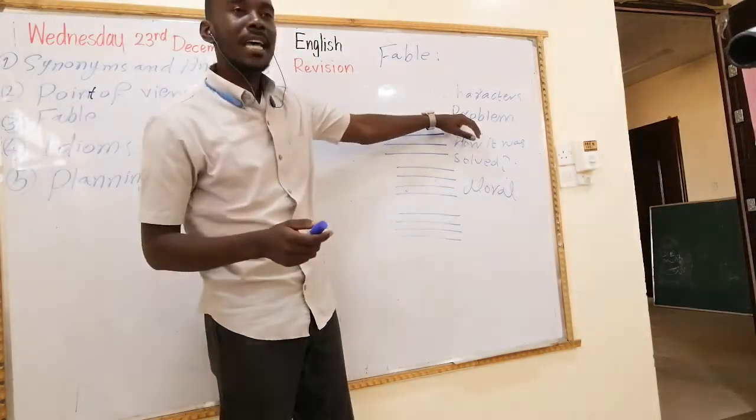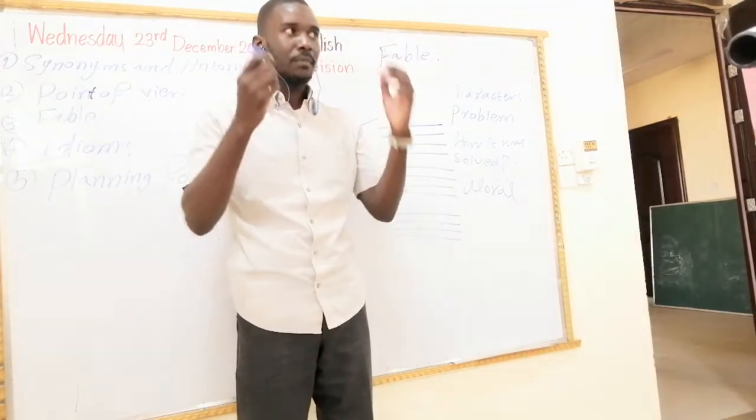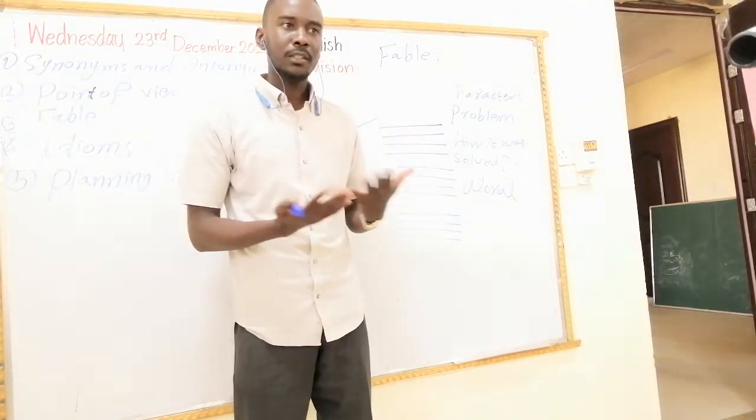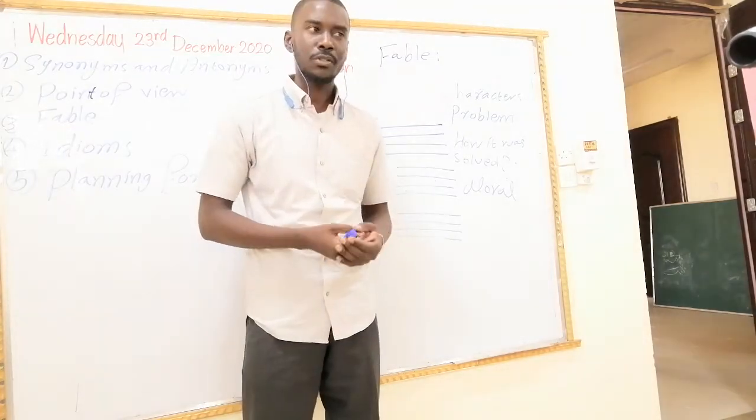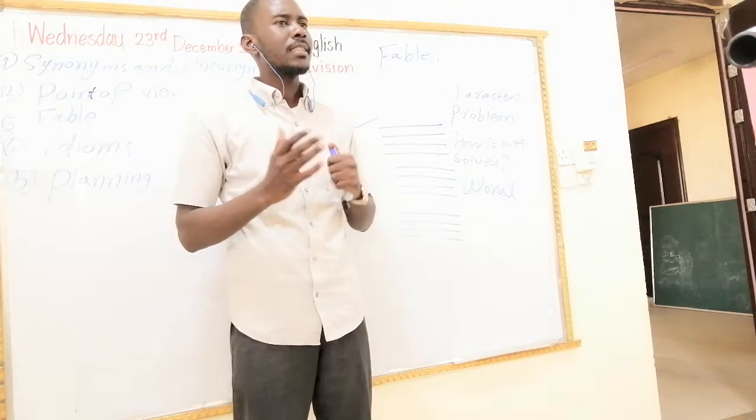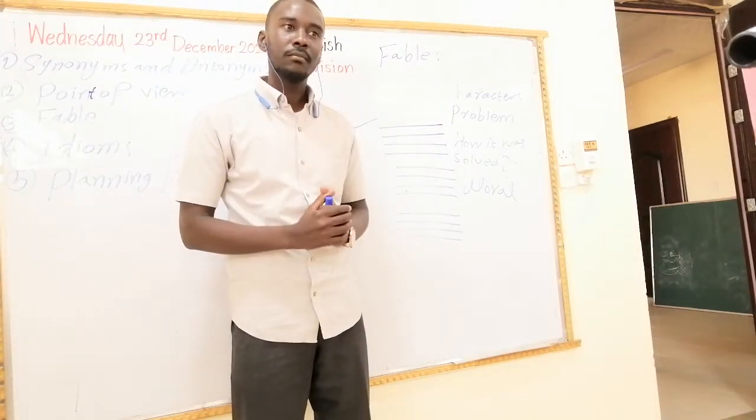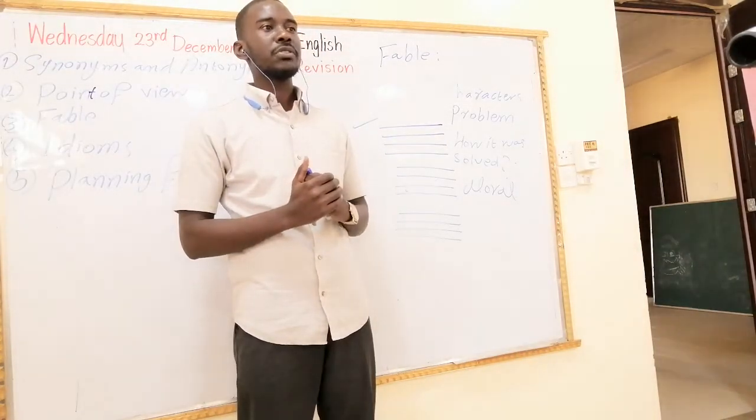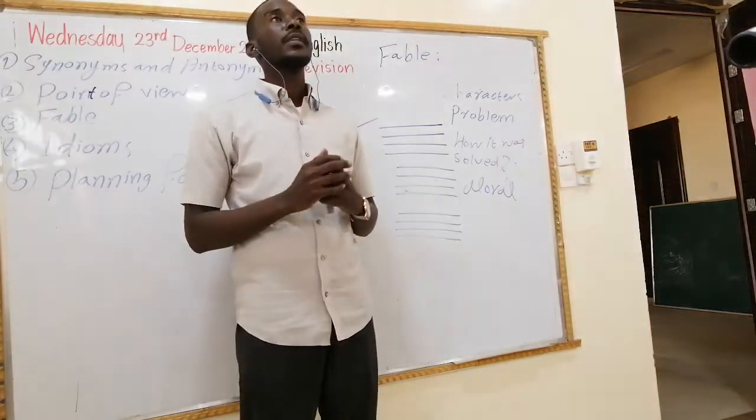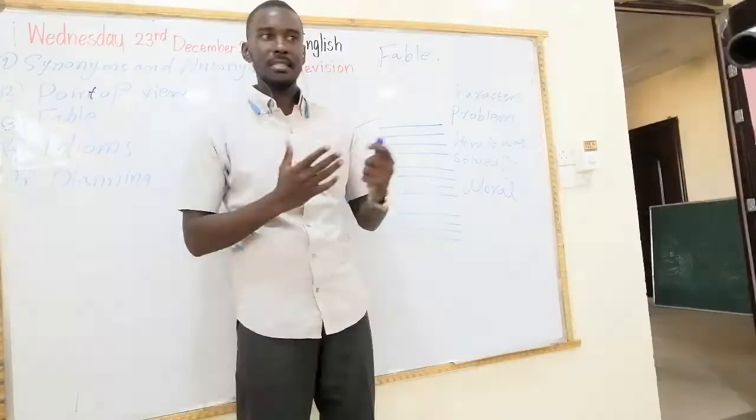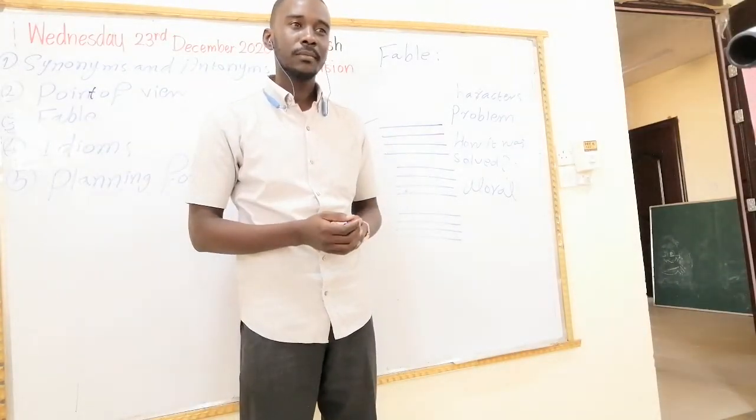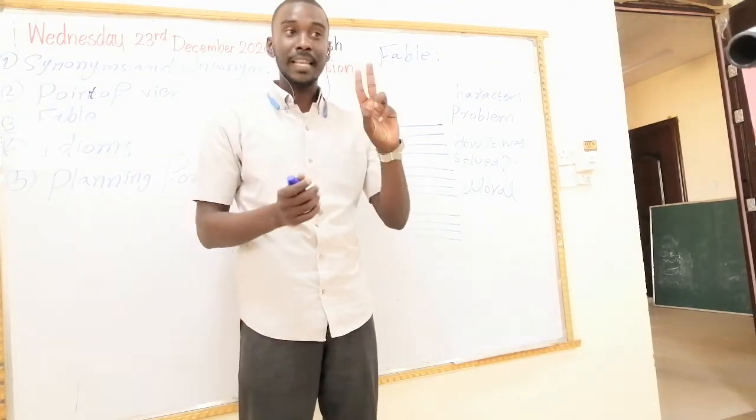Select the problem. What is happening to that character? For example, if I have selected a horse as my main character, I will think of a problem happening to that horse. Like, there is another animal that wants to eat it. Or the horse has a problem in its leg and cannot walk. So you find a problem for your character. Did you do it? Good. So this is the second thing.